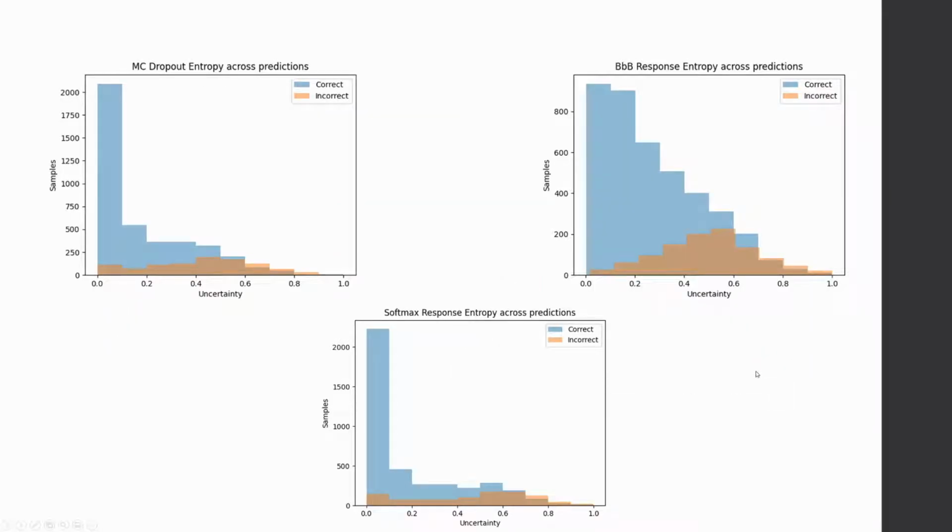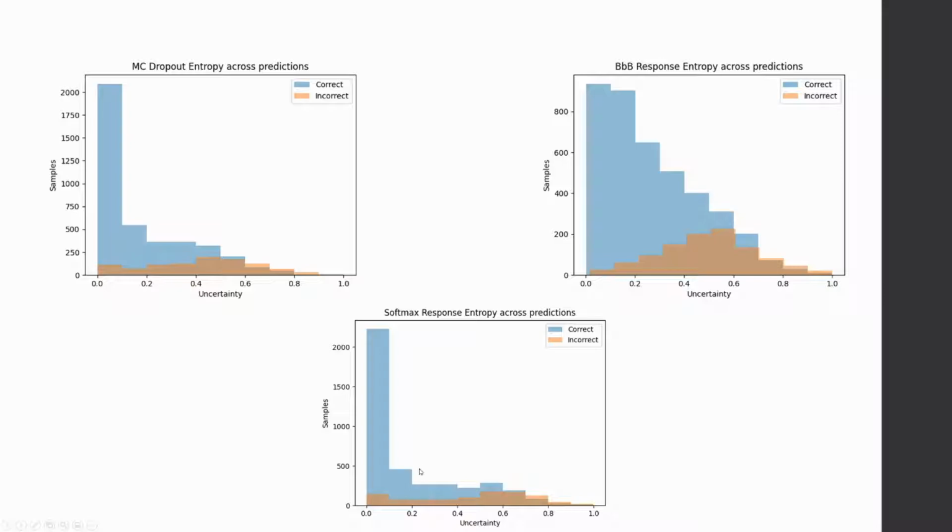We also want to look at our entropy metric. So here on the x-axis we have entropy, and on our y-axis we have the number of samples. The blue shaded area shows the number of correct samples, and the orange shaded area shows the number of incorrect samples. So intuitively you would expect entropy to be larger for the incorrect samples, as our network is less certain. But again, it's somewhat difficult to see that really.